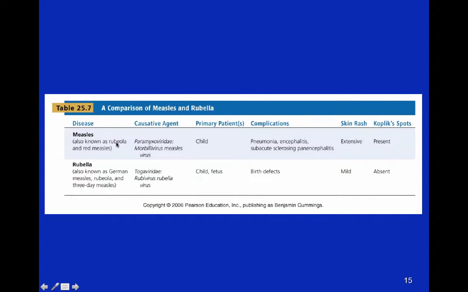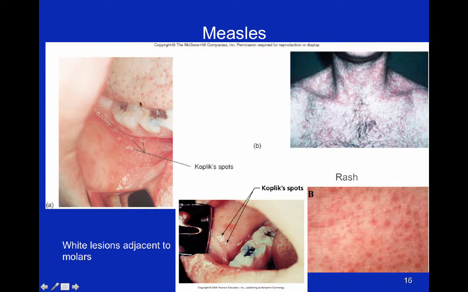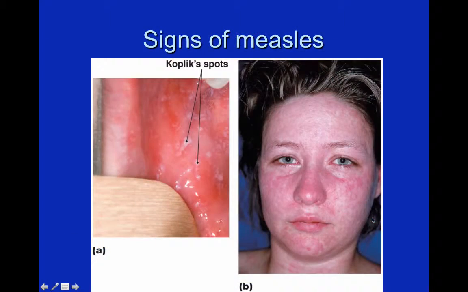So I would remember rubeola, causative agent of measles, and this is the morbillivirus. And for this particular version of measles, again, the oral lesions are present, and we'll talk about rubella in a minute. So again, here are these Koplik spots, these oral lesions, and this characteristic rash. Okay, so we have the Koplik spots, and usually the rash, a red rash on the head, neck, or trunk.